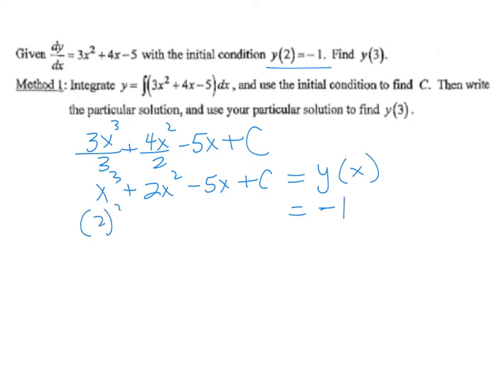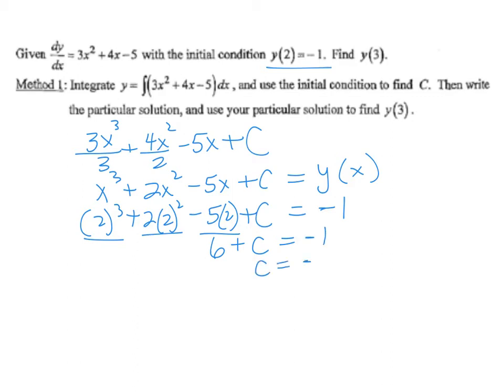This is 2 to the third plus 2 times 2 squared, minus 5 times 2 plus c. So I have 8, plus 8 is 16, minus 10 is 6, so I have 6 plus c equals negative 1, so c is going to equal negative 7. Okay, so I end up with x to the third plus 2x squared minus 5x minus 7 equals y.